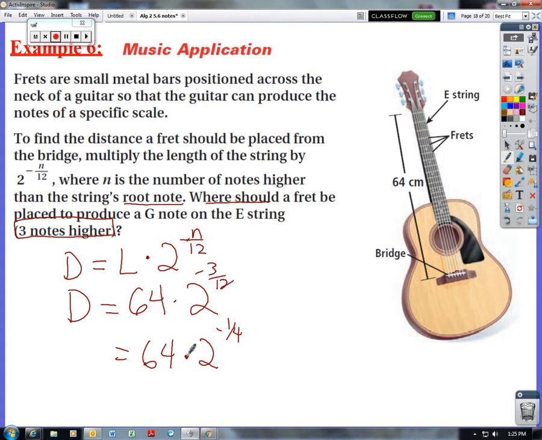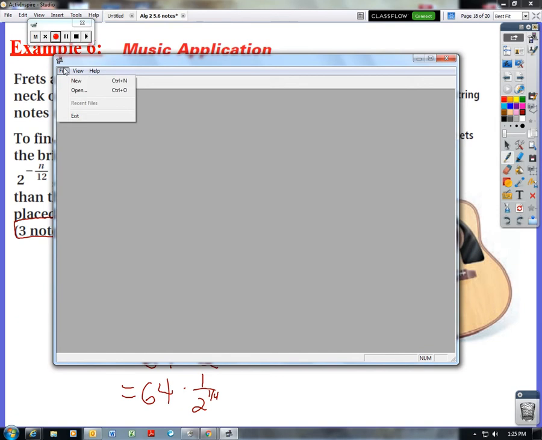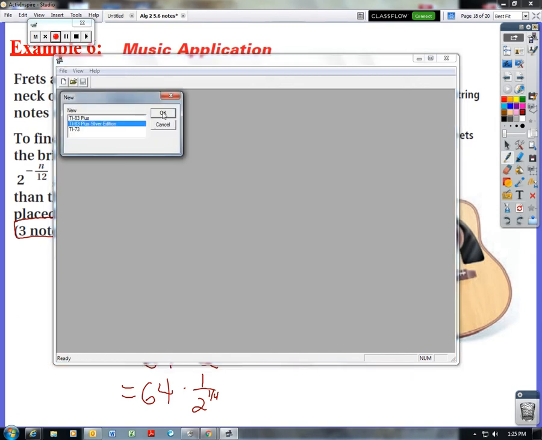Okay, what I'm going to do here, I cannot multiply or combine these because the 2 is being raised to a power, the 64 is not. So I'm going to bring the 64 along. I'm going to rewrite my 2 as 1/2 to the positive 1/4. And you know what? I don't know the 4th root of 2. It's a decimal. So I have to bring out my calculator, which I have not used yet today. Which is good, because then we can practice entering these in our calculator.